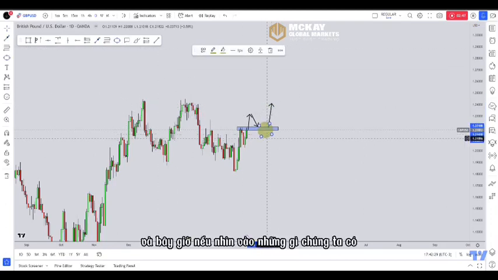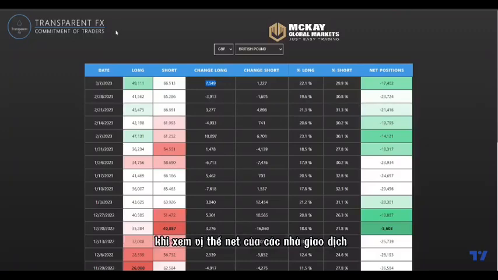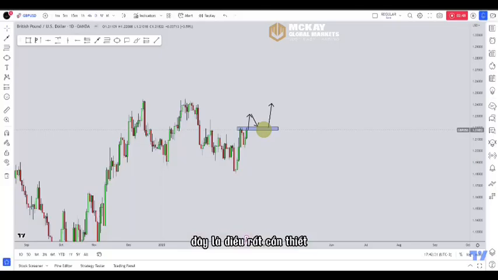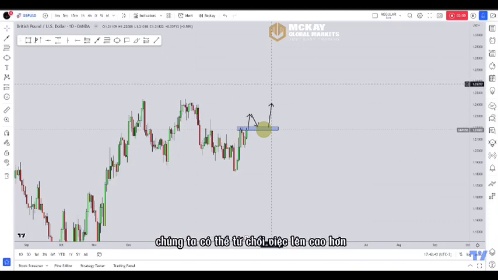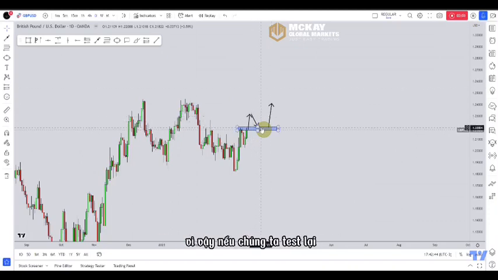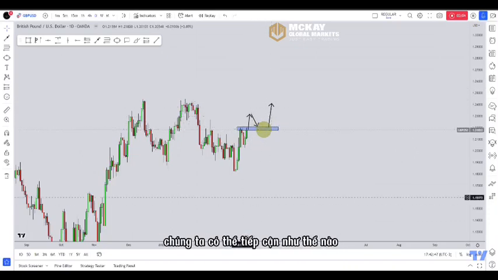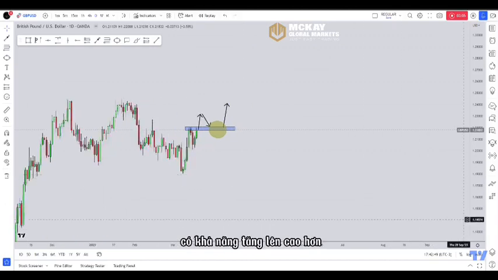Now, if we go and see what we have when it comes to the commitment of traders, so the COT data, we can see how since we're having this increase in the net positions, this is essentially improving the probabilities that if we get the test, we might easily get a potential rejection higher. So if we do get this retest, how we could be approaching this potential move to the upside.